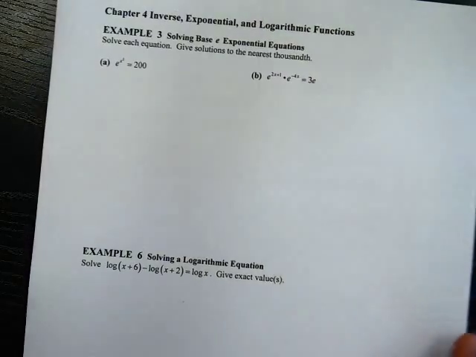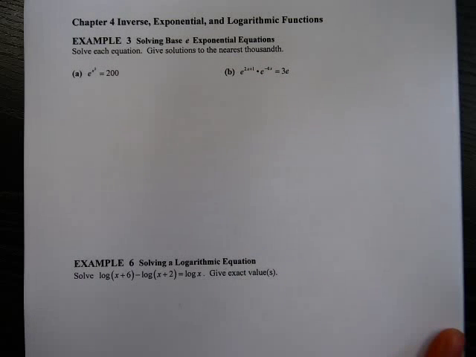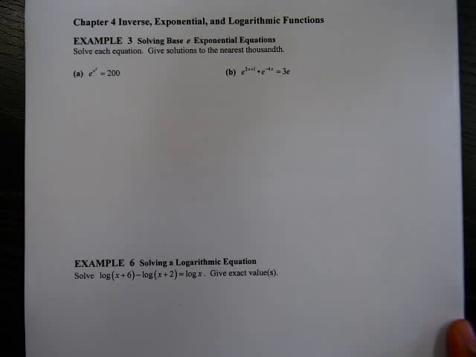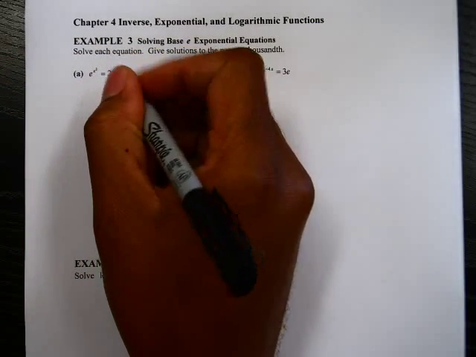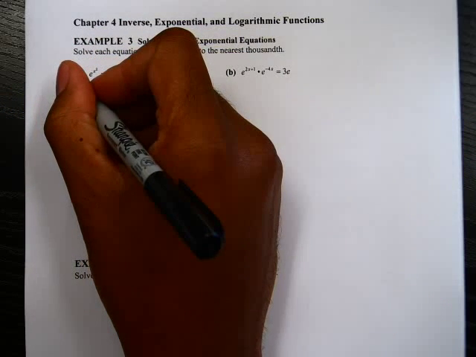All right, for example 3. Example 3 is solving base e exponential equations. So we're going to solve each equation, giving the solution, of course, to the nearest thousandth. If we have e to the x squared equals 200, with e we definitely want to use the natural log, which is ln on your calculator.